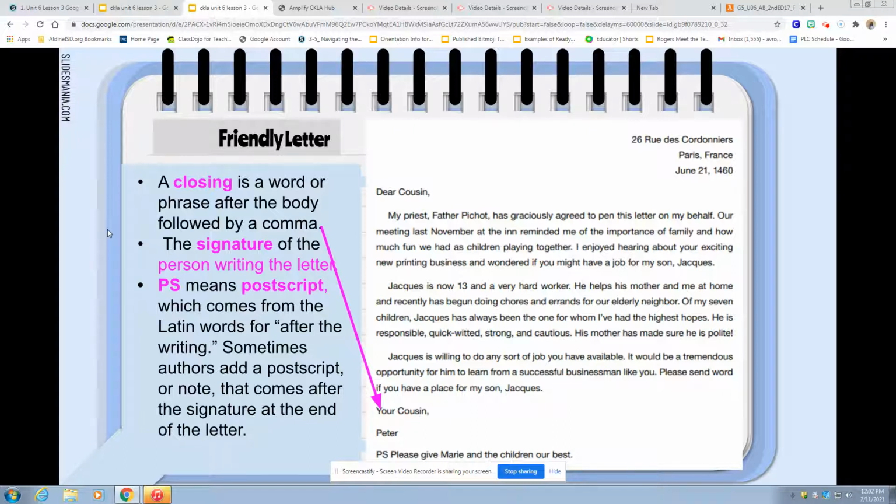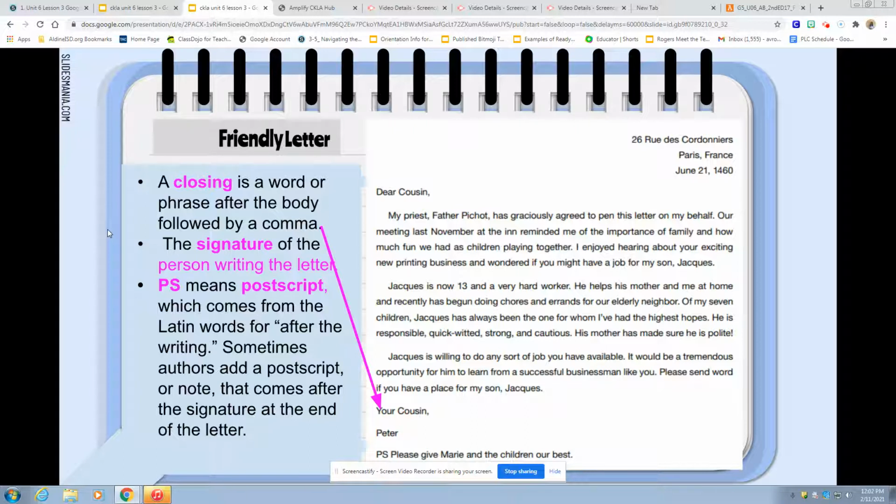Dear cousin, my priest, Father Pishot, has graciously agreed to pen this letter on my behalf. Our meeting last November at the end reminded me of the importance of family and how much fun we had as children playing together. I enjoyed hearing about your exciting new printing business and wonder if you might have a job for my son Jock. Jock is 13 and a very hard worker. He helps his mother and me at home and recently has begun doing chores and errands for our elderly neighbor. Of my 7 children, Jock has been the one for whom I have the highest hopes.